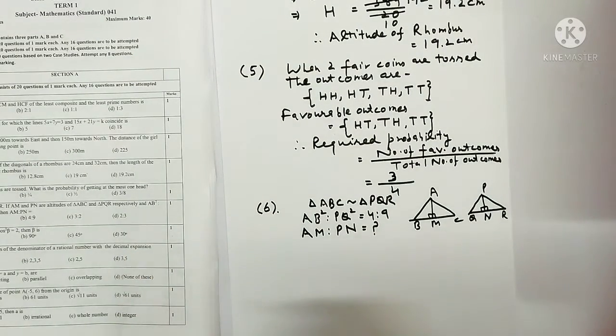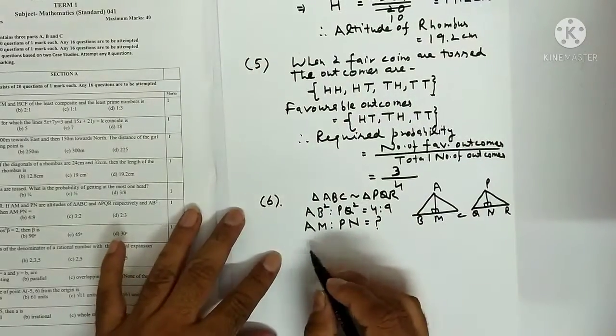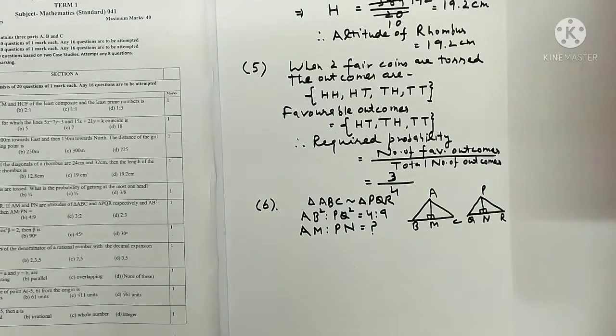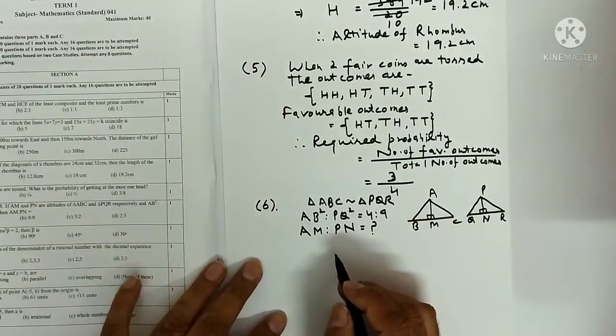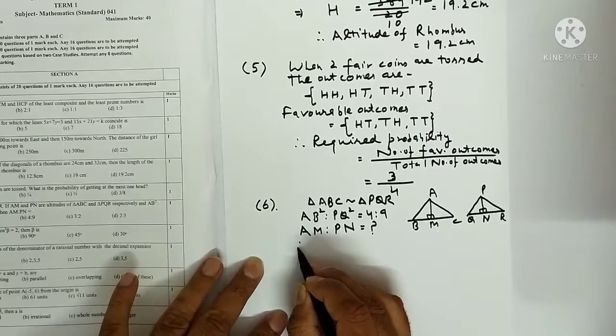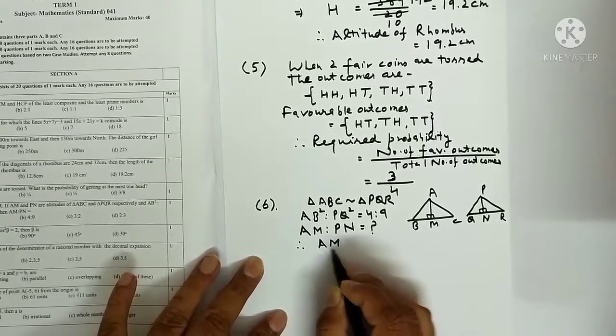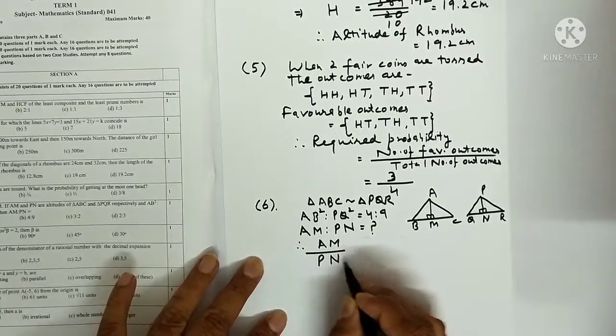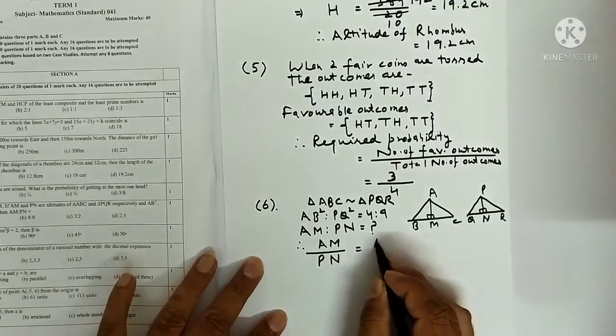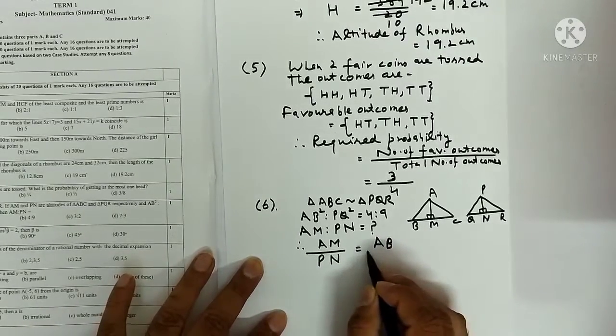So you have already studied the theorem that when two triangles are similar, then the ratio of altitudes is equal to the ratio of sides of similar triangles. I repeat again, when there are two similar triangles, then the ratio of the altitudes is equal to the ratio of sides of two similar triangles. So therefore AM upon PN will be equal to AB upon PQ.